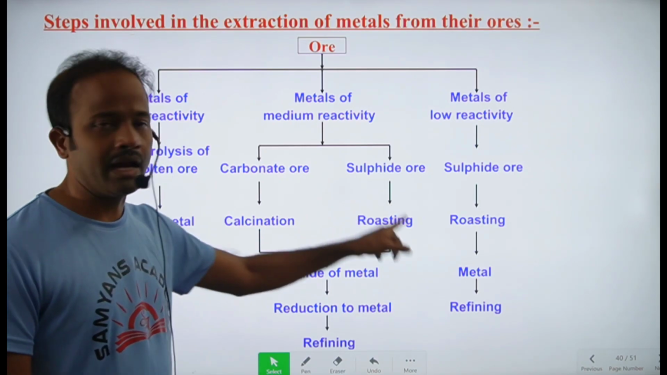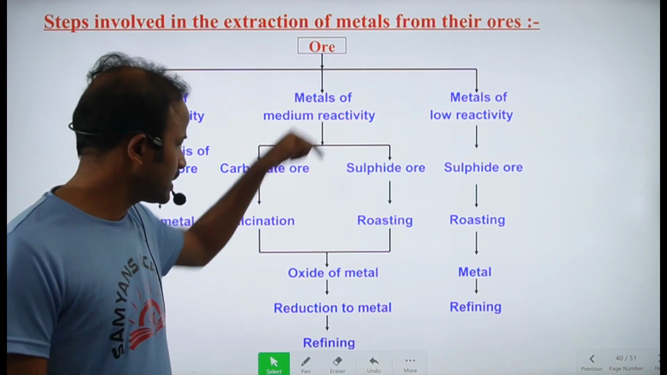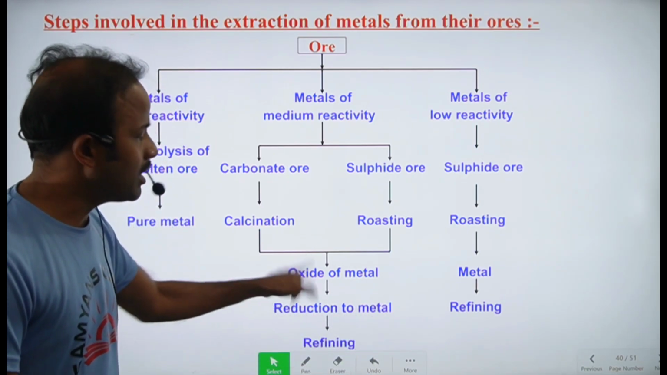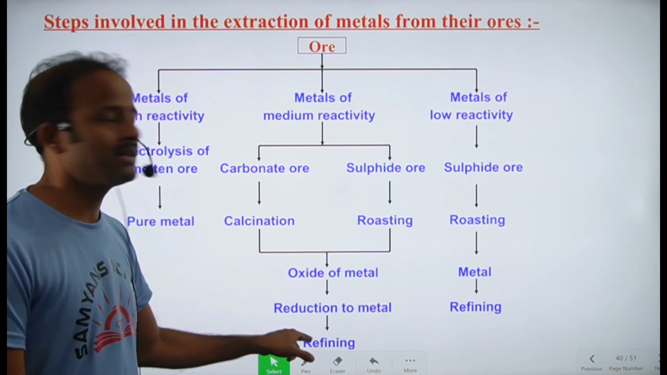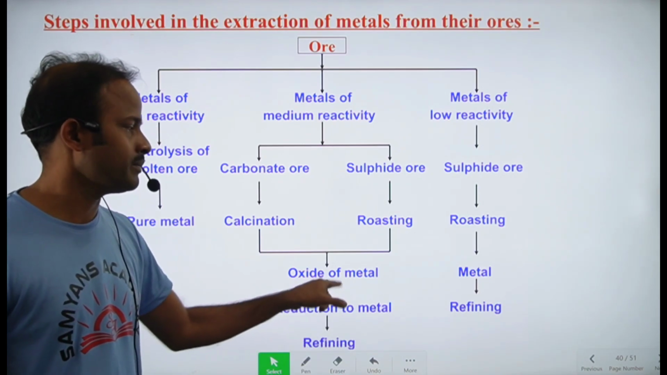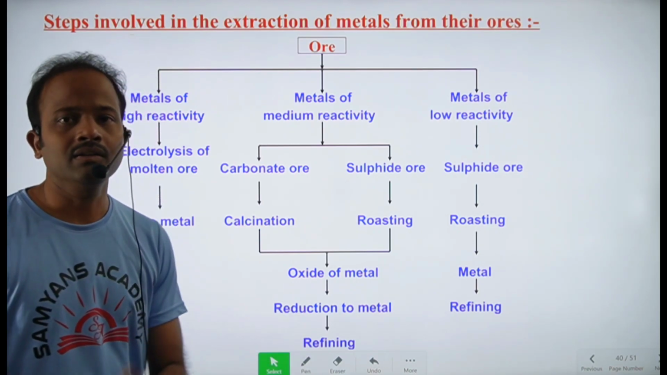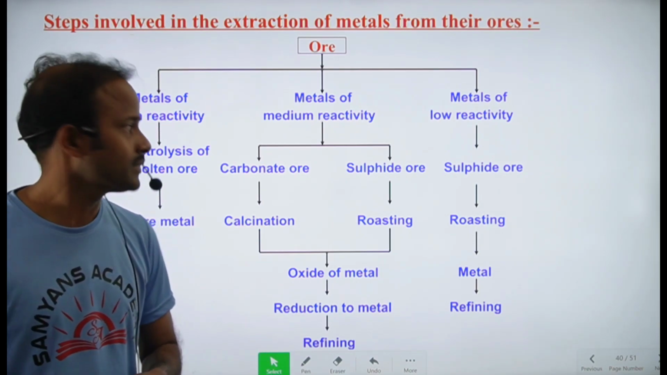After calcination and roasting, the metal is converted into metal oxide form. When you remove the oxygen from the metal oxide, that is called reduction. When you do the reduction of metal oxide, you will get the metal. After refining, you will get the pure metal, right?